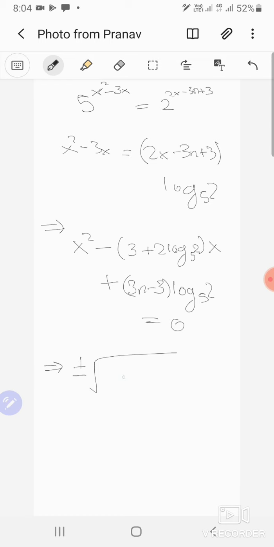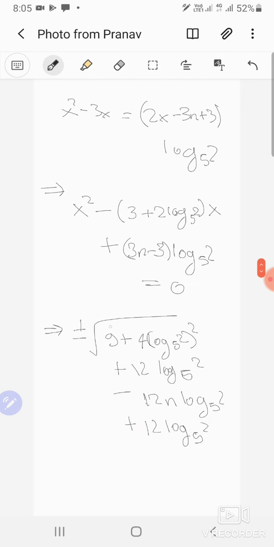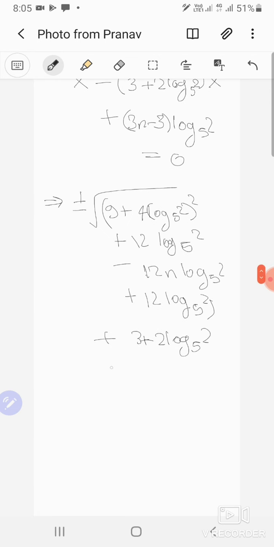It's supposed to be (9 plus 4 log base 5 of 2 squared) plus 12 log base 5 of 2, minus 4ac, so minus 4 times this, which is supposed to be minus 12 n log base 5 of 2 plus 12 log base 5 of 2. It's still just the same as previous. And then minus b, so plus 3 plus 2 log base 5 of 2, divided by 2. So this time it's going to be something which involves n all over.